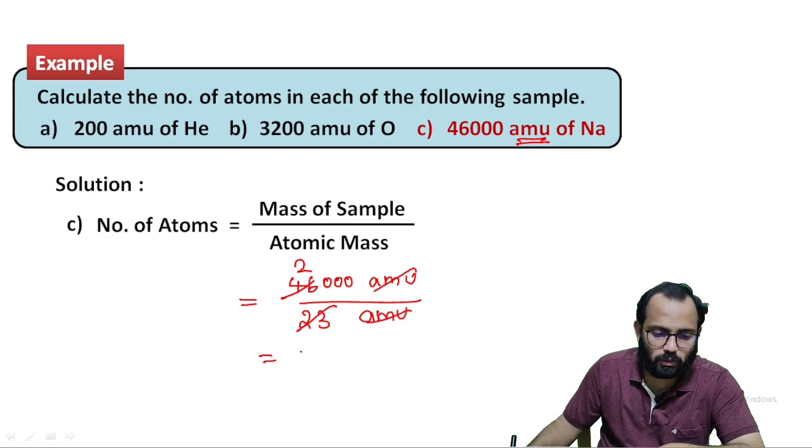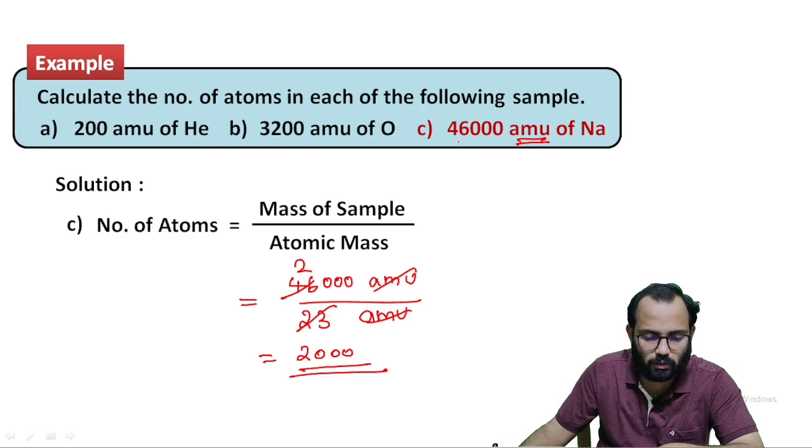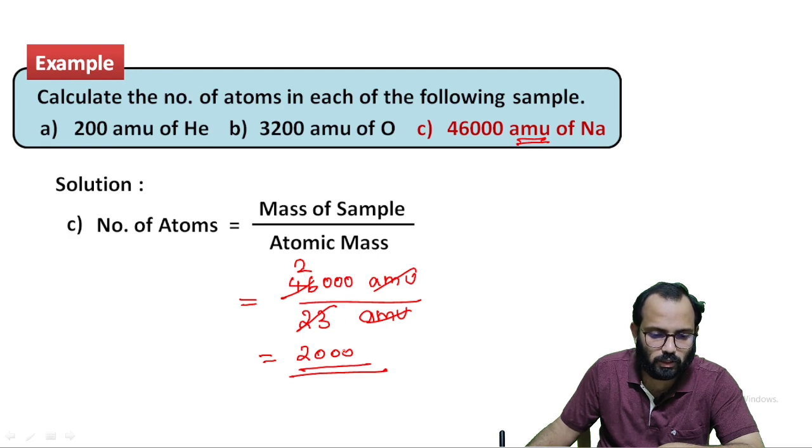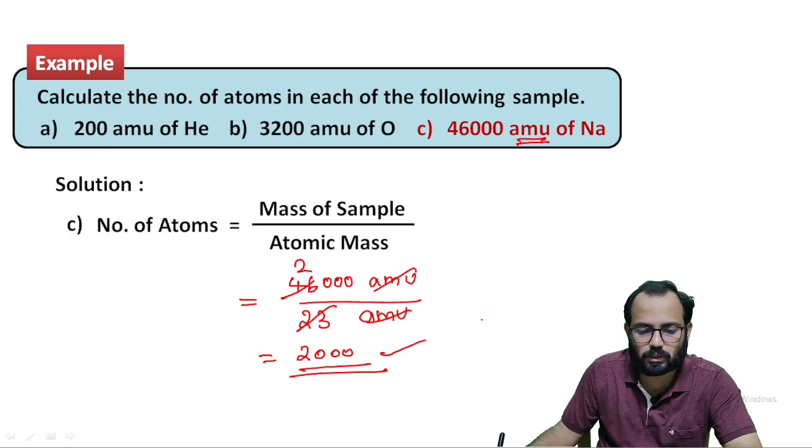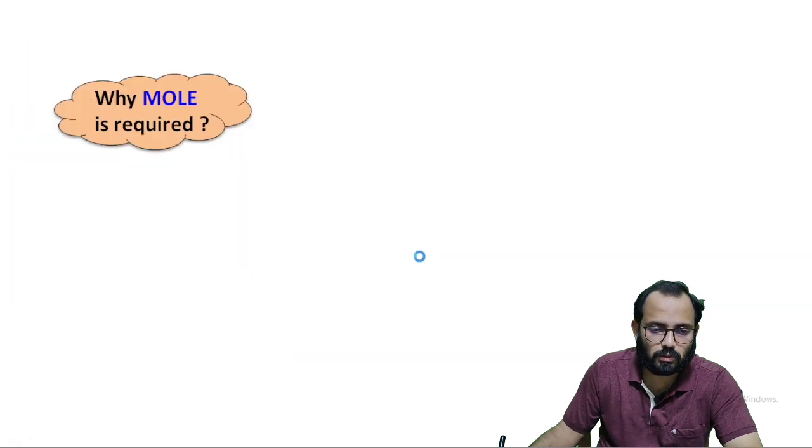So the number is going to be 2000, right? Am I making a mistake? No, right? Yes. 23 into 2, 46. So 3 zeros are there. 2000. Number of atoms is equal to 2000. So we will be getting the answer this way.